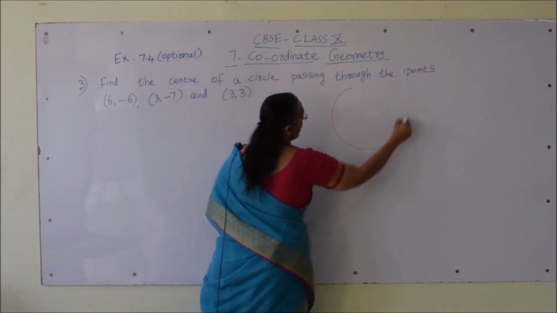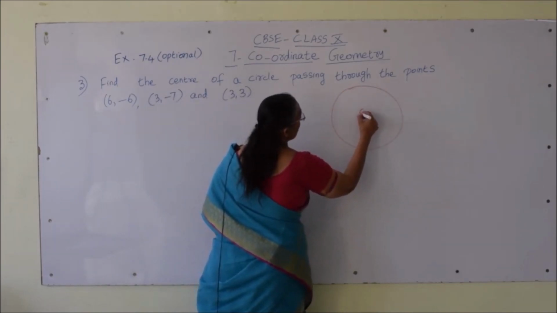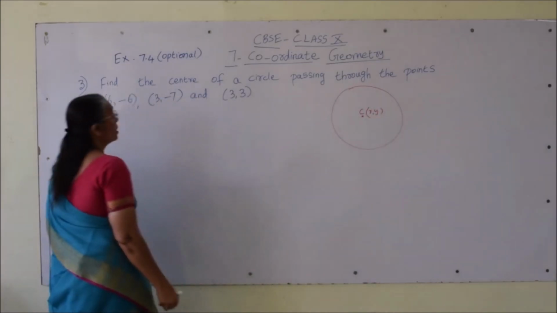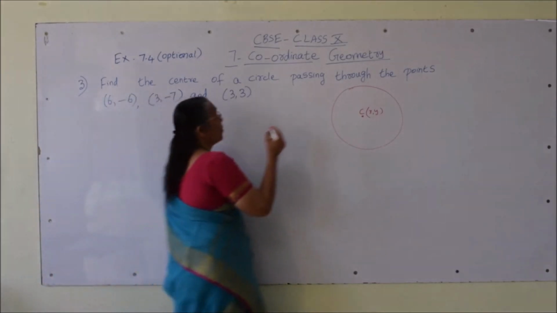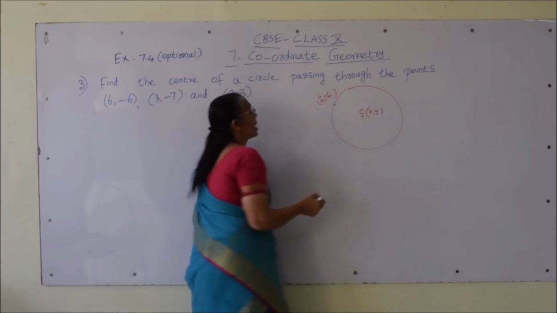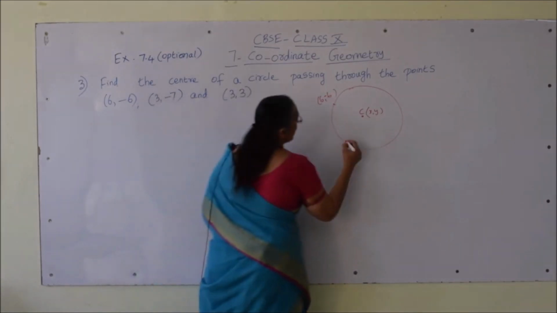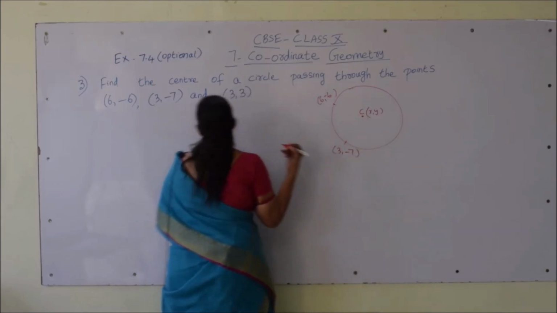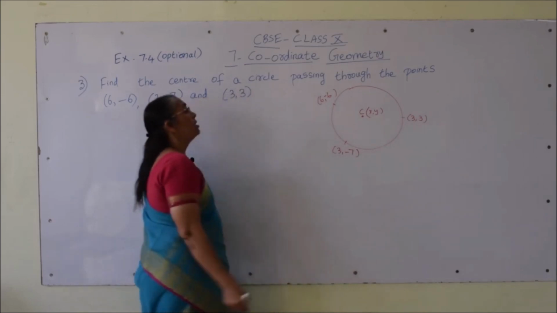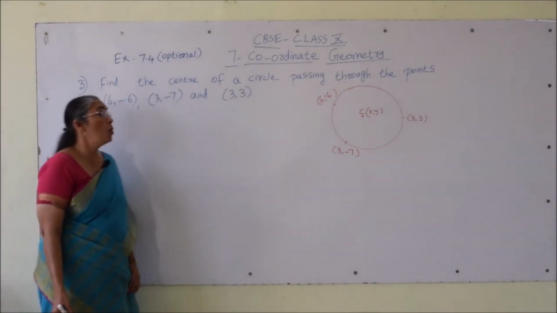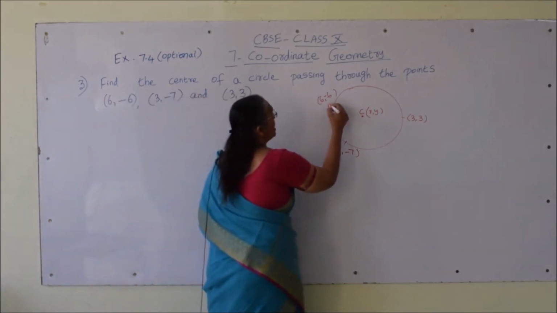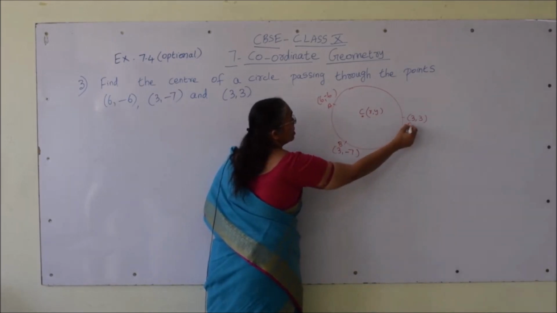Suppose this is a circle with center at C. We consider the center as (x, y), and the circle is passing through the 3 given points: one is (6, minus 6), (3, minus 7), and another point is (3, 3). So, we have to find the center of the circle. Now, the 3 points are on the circle. We consider these 3 points as A, B and D.